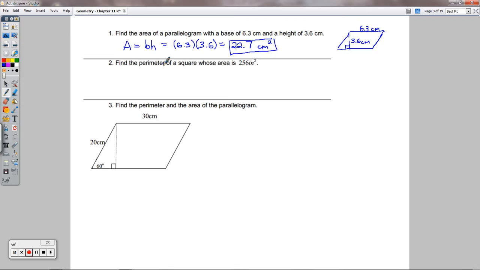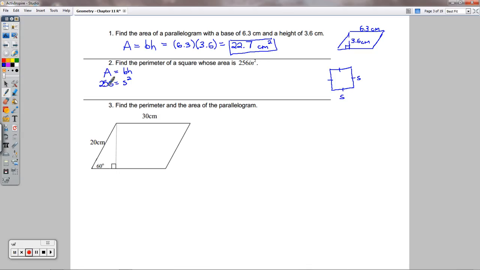For number two, it says to find the perimeter of a square whose area is 256 inches. So here's a sketch of a square. We know that all sides would be the same on a square. We also know a square is a special type of rectangle. So that means the area would be base times height. But here you could think of all the sides being the same. I'm going to call it S for the side length. Really, we have area is the same as side times side, or side squared. And then that area is 256.